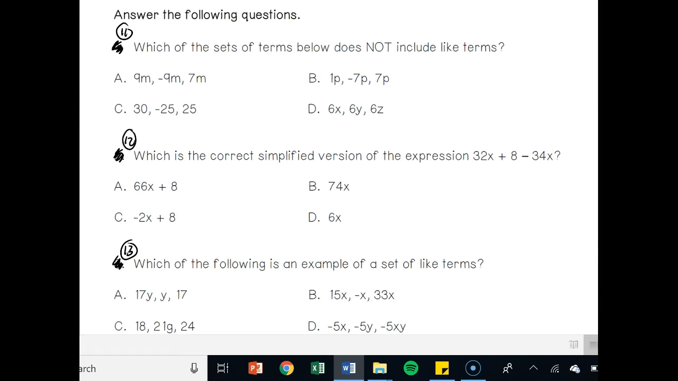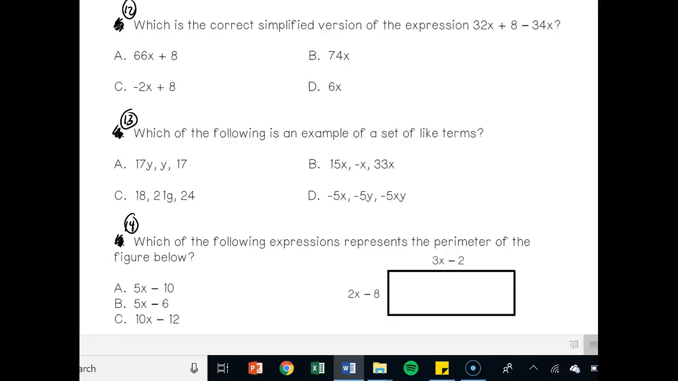So go to the back side. We've got 4 questions here that are kind of something that you might see on Aspire or something like that. So which of the sets of terms below does not include like terms? Okay, so 9m, -9m, 7m, those are like terms. These are all like, right? Like terms are same variable and same exponent, right? So those all have m, and they all have no exponent, so we're good to go. 30, -25, and 25. These are like terms. They're all constants, right? They have no variables, no exponents. We're good to go. 1p, -7p, 7p. Those are like terms. They all have p, right? And no exponent. So 6x, 6y, 6z, these are not like because they got all different variables.